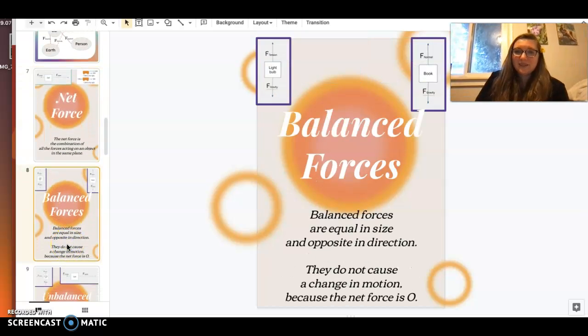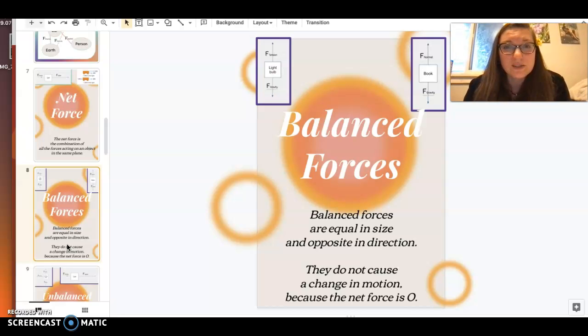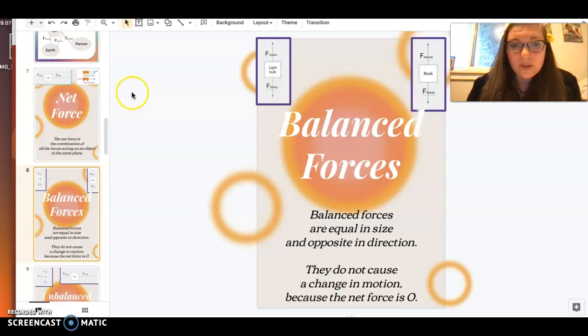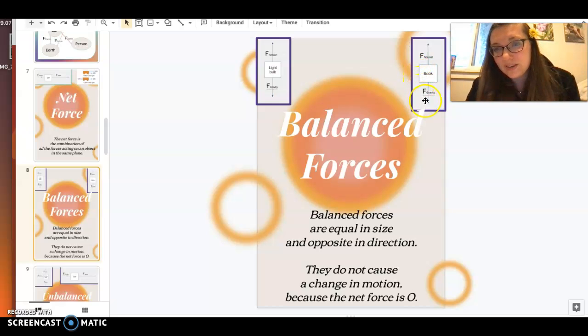So again, this comes back to the idea of balanced forces. If the forces are balanced, the net force is going to be 0, meaning the forces have canceled each other out. That is the situation when things are not moving, or when they're moving at a consistent rate that's not changing. Light bulbs hanging by a wire have gravity working down in the same amount that the tension from the wire is holding them up. Books sitting on a table, the force of gravity is the same amount as the normal force holding it up, and that's why it's not moving.